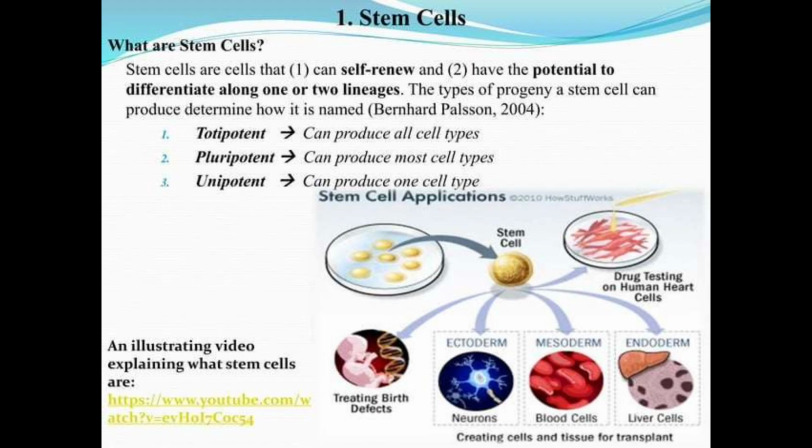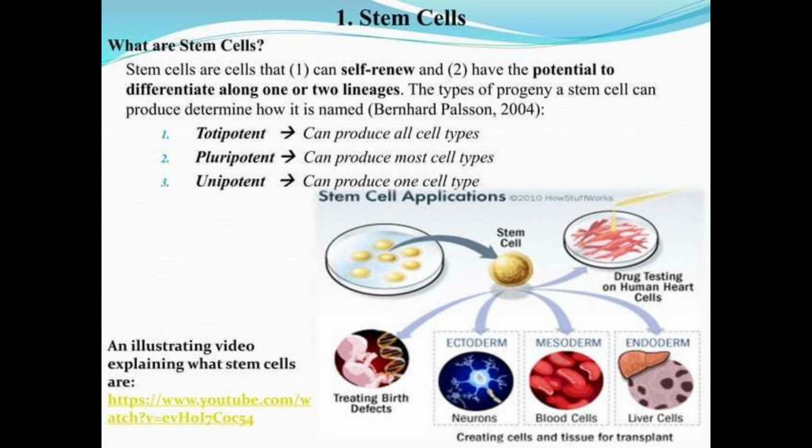They were classified by Bernard and Paulson in the year 2004. So we classify the stem cells into three different types: totipotent, pluripotent and unipotent. Totipotent cells can produce all cell types, pluripotent cells can produce most of the cell types, and unipotent can produce only one cell type. For example, embryonic stem cells are called totipotent stem cells that can be differentiated into any cell derived from the fetus embryo. That is, aborted fetus tissues are taken for this purpose.